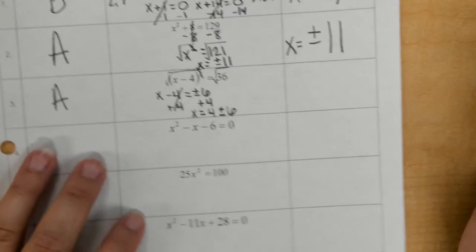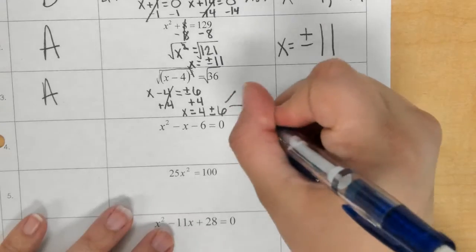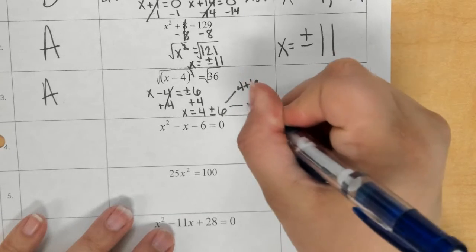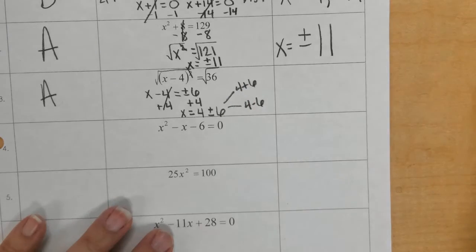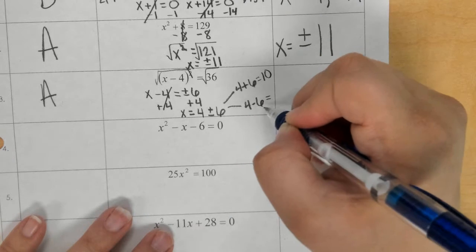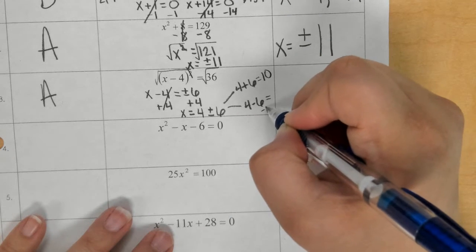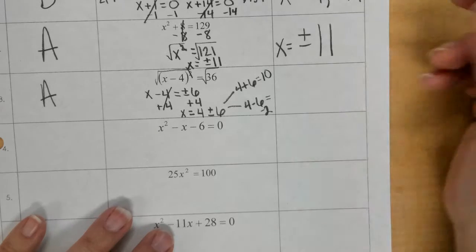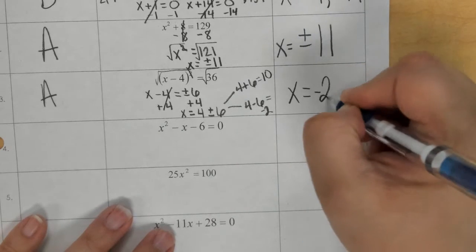And then 4 plus or minus 6. So now we branch off. We have 2 solutions. We have 4 plus 6 and 4 minus 6. So that is 10, and that is negative 2. So x equals negative 2 and 10.